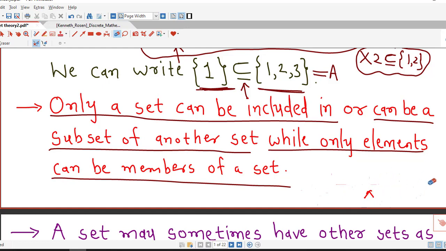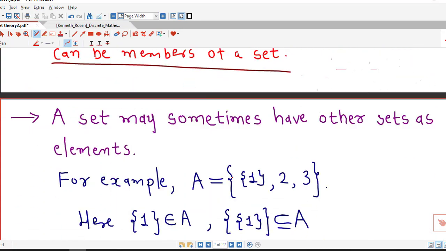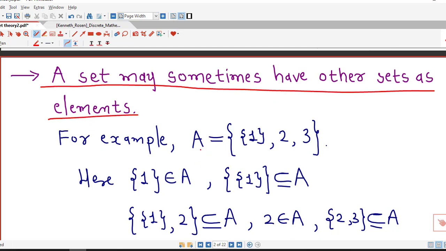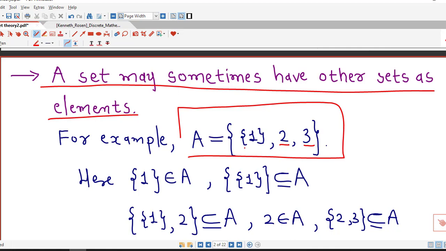So it is clear that only a set can be included in another set, or only a set can be a subset of another set, while only elements can be members of a set. We consider another example. As we discussed, our set may include other sets as its members also. For example, here we have taken this set capital A, whose members are the elements 2 and 3, and another element, the set containing 1. So A is a set which contains another set as its member.